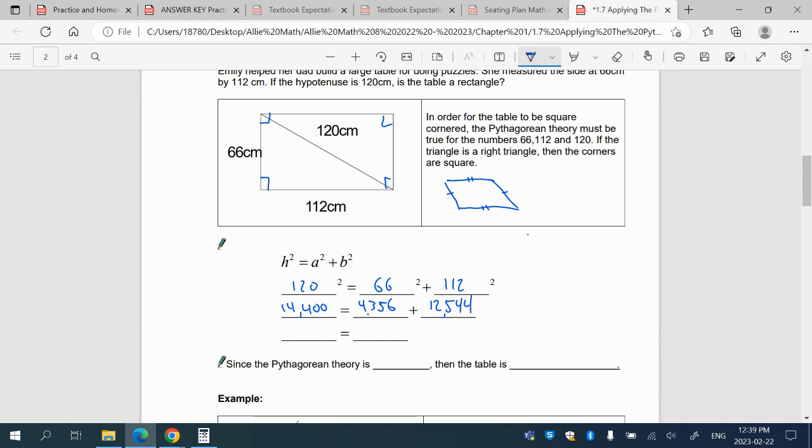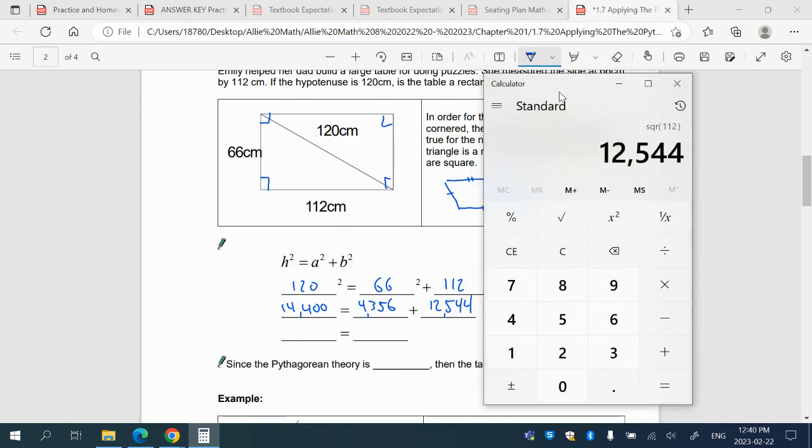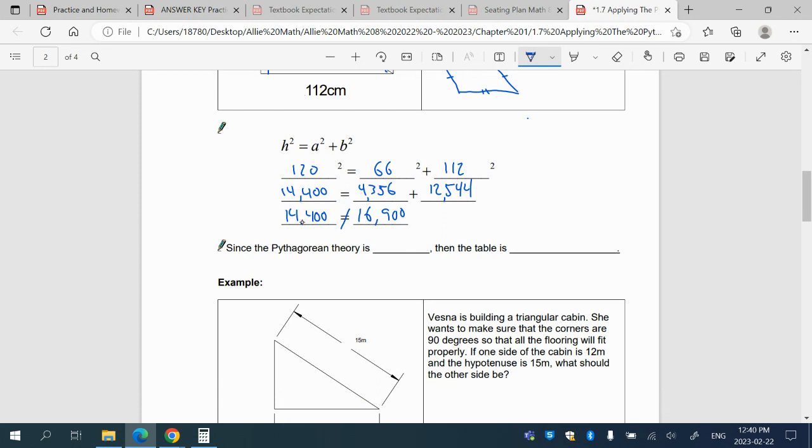So if we add these two up, does it equal 14,400? Let's see. Let me move this over so I can see the 12,544 plus 4,356. Okay, no. 16,900. So they do not equal. Since the Pythagorean theorem is not true, then the table is not rectangular.